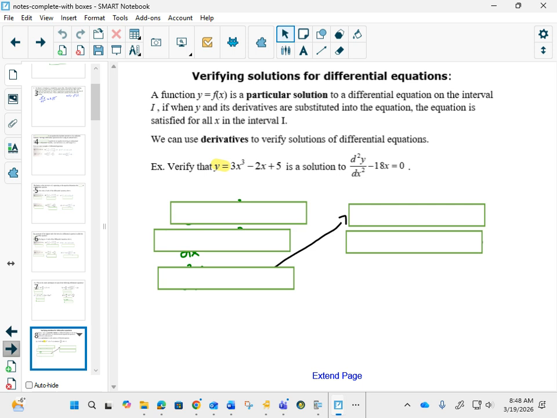So we use integrals, if it makes sense, to work backwards, right? So if you have a differential equation and you wanted to find the actual equation, you would have to work backwards. So a function is a particular solution to a differential equation. Sometimes they're like, verify that 3x cubed minus 2x plus 5 is a solution to this.